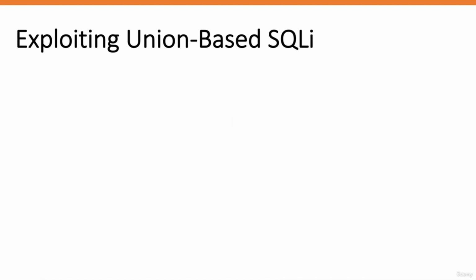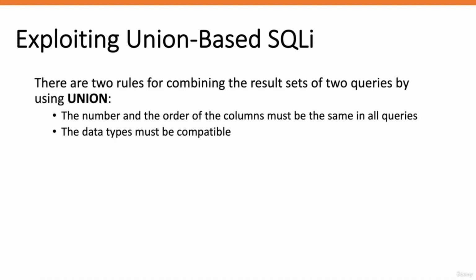Exploiting this vulnerability is a little bit more involved. As a reminder, we said union-based SQL injection is an in-band SQL injection technique that leverages the union SQL operator to combine the results of 2 queries into a single result set. Now, in order for you to use the union operator, you have to follow the rules of the union operator, and there's 2 basic rules. The first one is that the number and the order of the columns must be the same in all queries. And the second one is that the data types must be compatible.